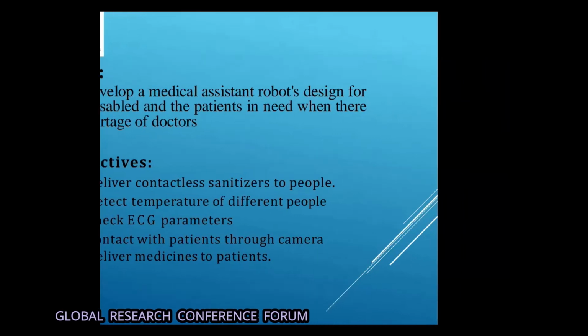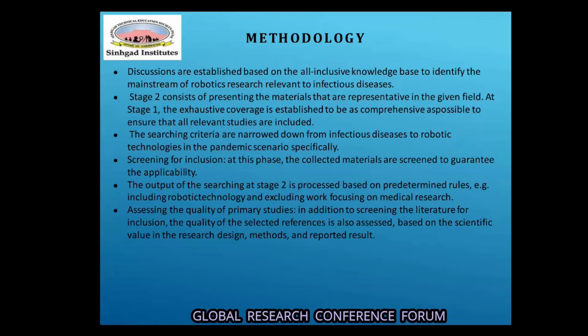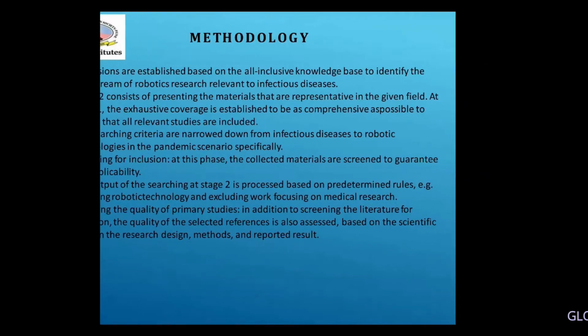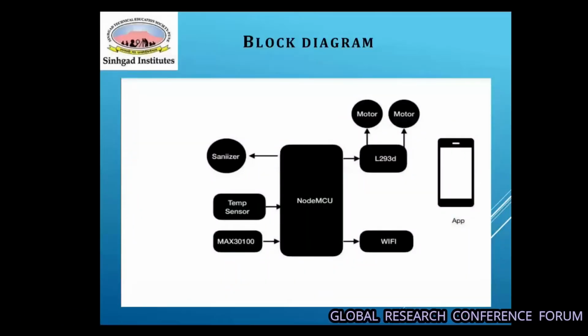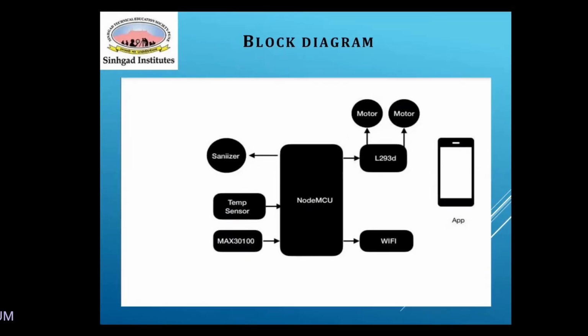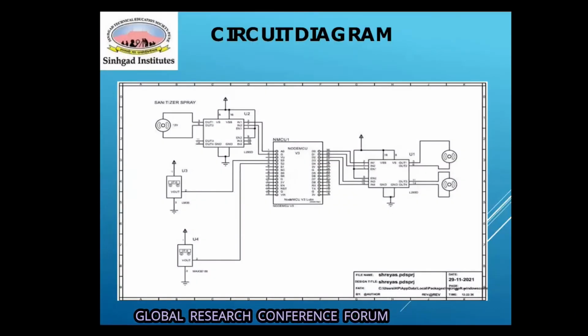Now we can see the methodology. In the methodology, we have three stages. Next, we can see the block diagram of our project. In the block diagram, we briefly present which components are used in our project and how the project is controlled through a mobile app. This is our project block diagram.